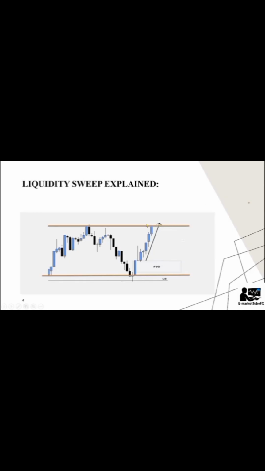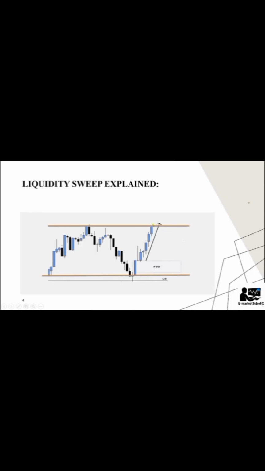So if price closes here and continues the bullish move, it means that traders who have placed a pending buy order, hoping that the market after breaking the resistance will do what? Will continue buying, will enjoy profit as the market continues buying at this point.